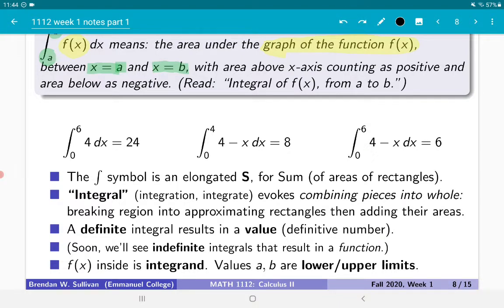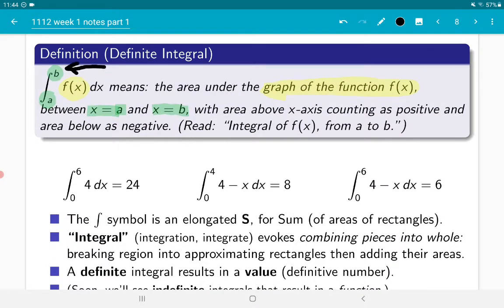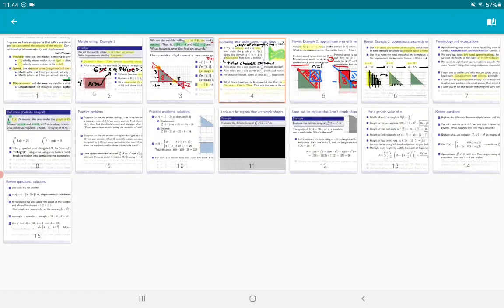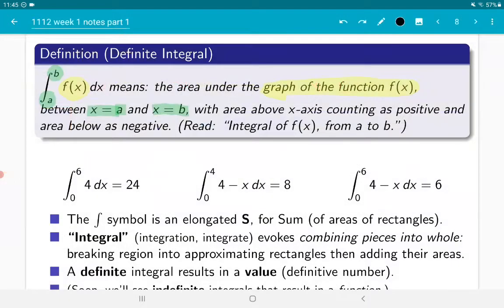Some words that you might see and we might use in passing are integrand. That refers to the function that is inside the integral. Meanwhile, the a and the b are called the lower limit and the upper limit. So a is on the bottom, lower, b is on the top, upper. But they're also sometimes referred to as the left and the right limits because they are the left and right sides of the region. So just be aware that we refer to those as the upper and lower limits of the integral.